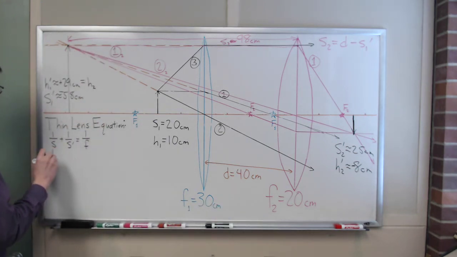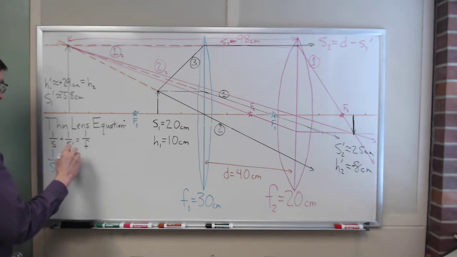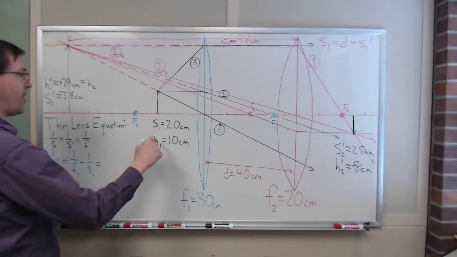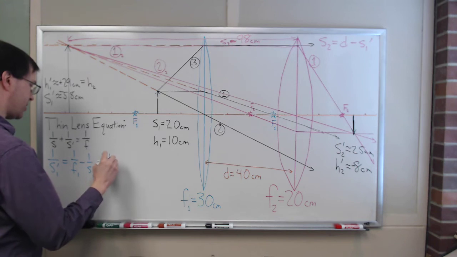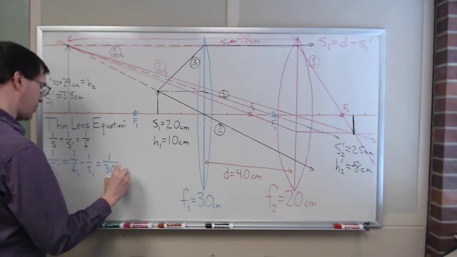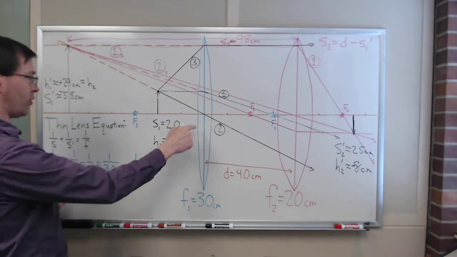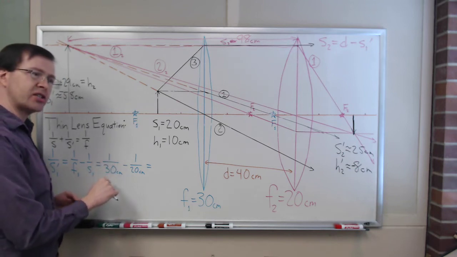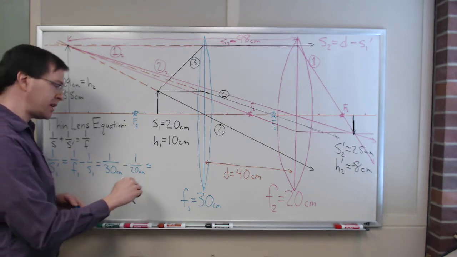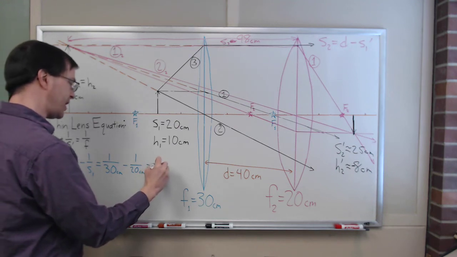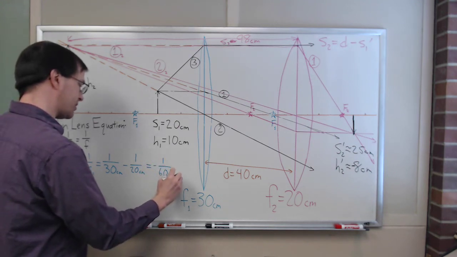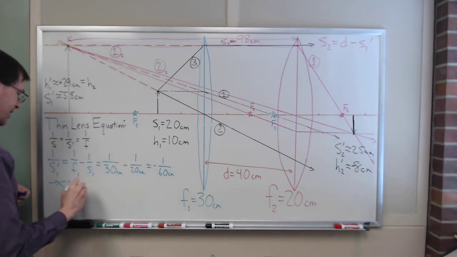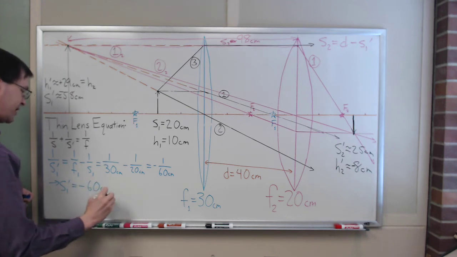Well, that tells me 1 over S1 prime is going to equal 1 over F1 minus 1 over S1. And so 1 over F1 is going to be 1 over 30 centimeters minus 1 over S1, 1 over 20 centimeters. And 1 over 30 is 2 over 60. 1 over 20 is 3 over 60. So 2 minus 3 is 1. This gives me negative 1 over 60 centimeters. And so I would find then that S1 prime, inverting both sides, is negative 60 centimeters. That would have been my ideal result.